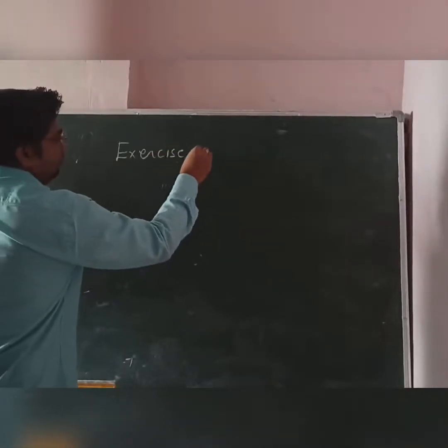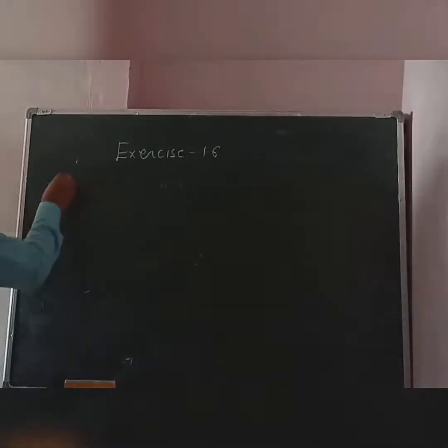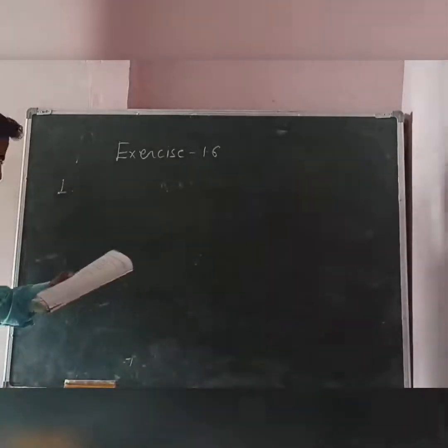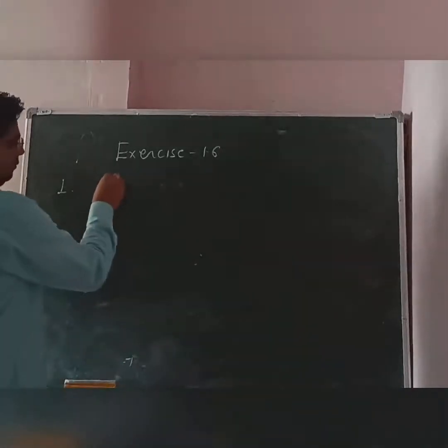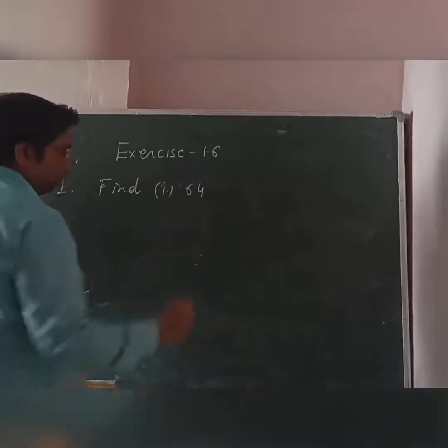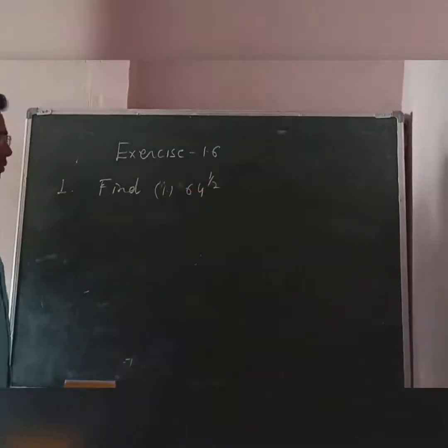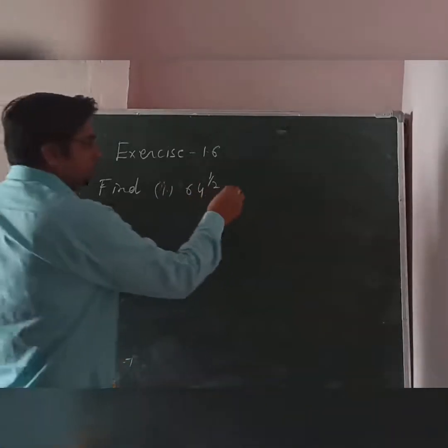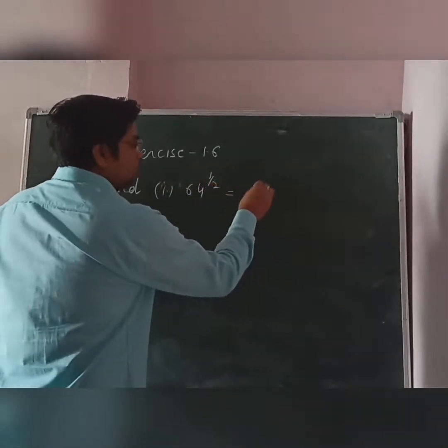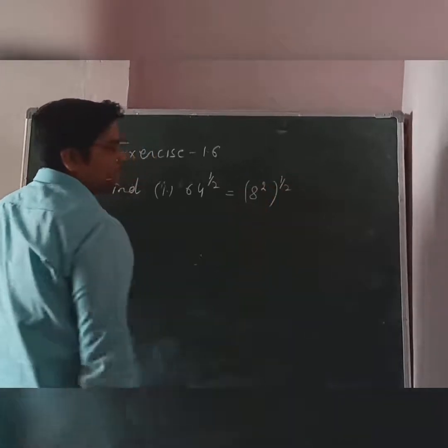Now exercise 1.6. You all can see. First question, find the first one: 64 to the power 1 by 2. Now 64 is the square of 8, so you can write 8 to the power 2 and whole to the power 1 by 2.